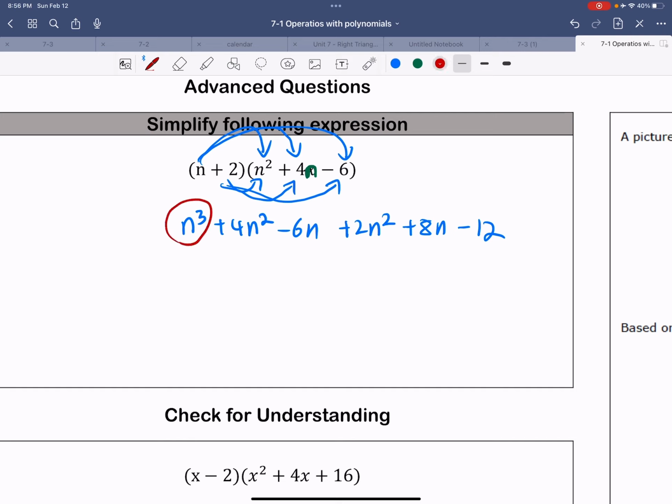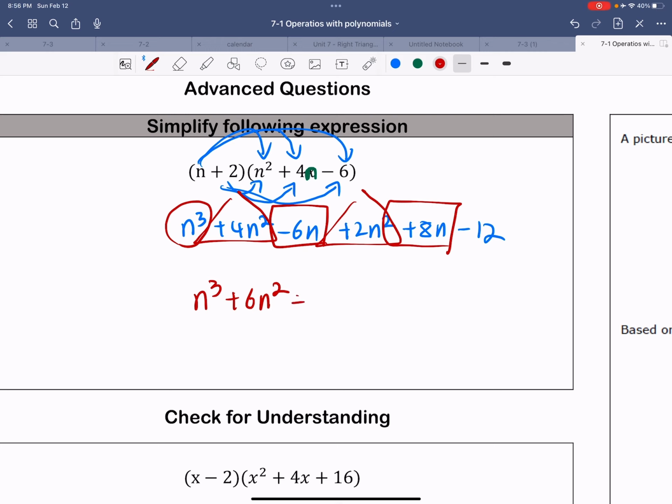Now, what can I combine with the n to the third power here? Nothing. What can I combine with 4n squared? 2n squared. So 4 plus 2 is plus 6n squared. Which one can I combine with negative 6n? Plus 8n. Negative 6 plus 8 is plus 2n. And we have negative 12 at the end. All right?